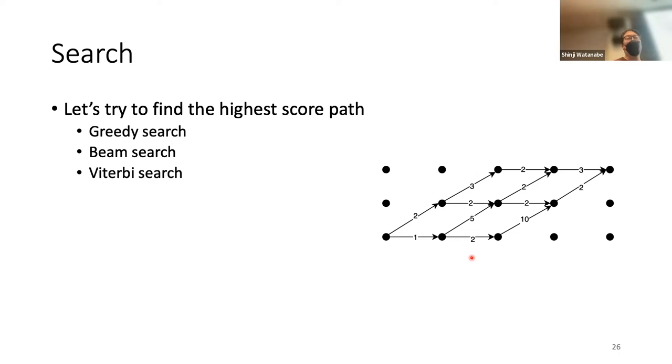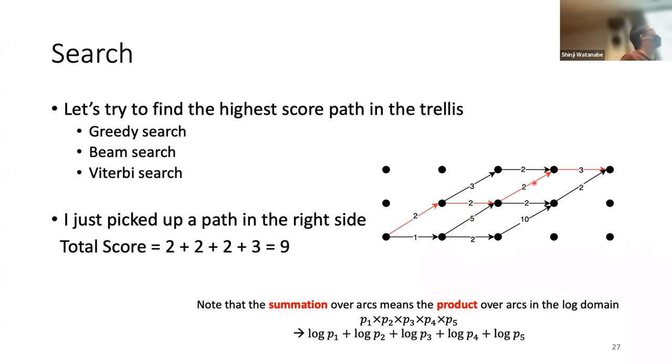And I will discuss several search algorithms. To define this search problem, I just pick one path. Not sure this is the best or not, but I pick one path and then define what a search is. In this problem, each arc has some score, right? Do you see the 2, 3, or 10 in this trellis? Okay, yeah. So the search problem usually provides a graph and a local score for each arc. And in this case, this path has a total score of 2 plus 2 plus 2 plus 3.